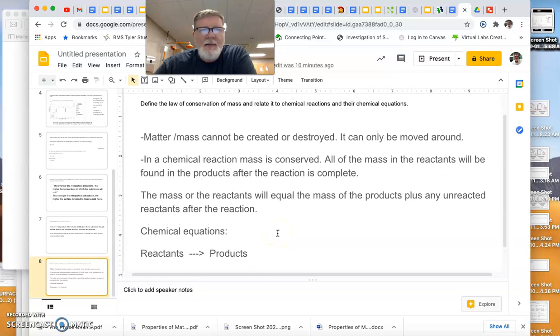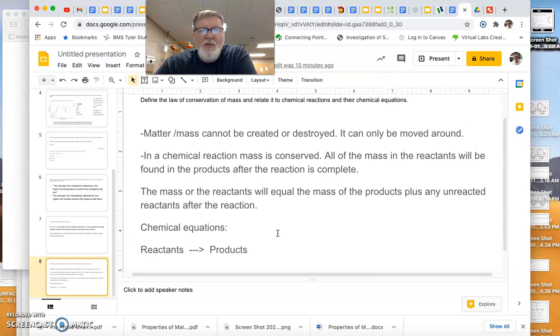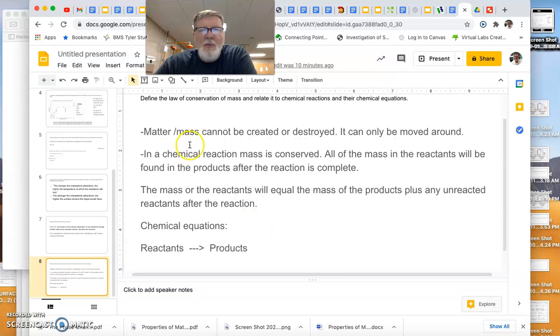Finally, define the law of conservation of mass and relate it to chemical reactions and their equations. Well, the law basically states that matter or mass cannot be created or destroyed. It can only be moved around. And so in a chemical reaction, mass is conserved. All of the mass in the reactants will be found in the products after the reaction is complete.